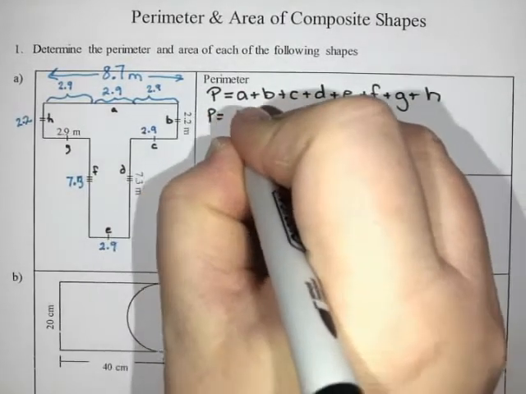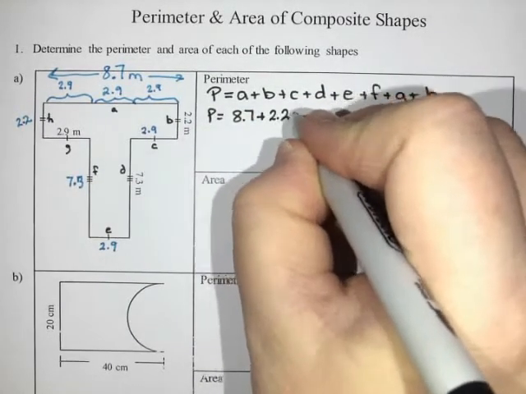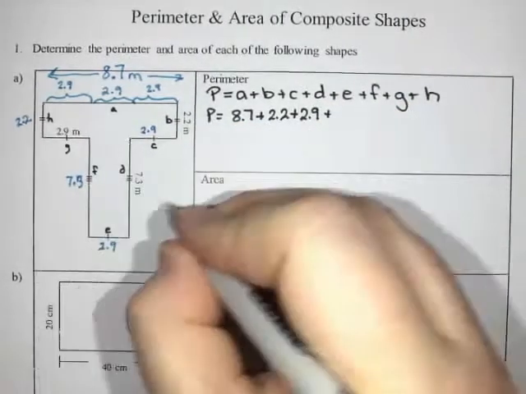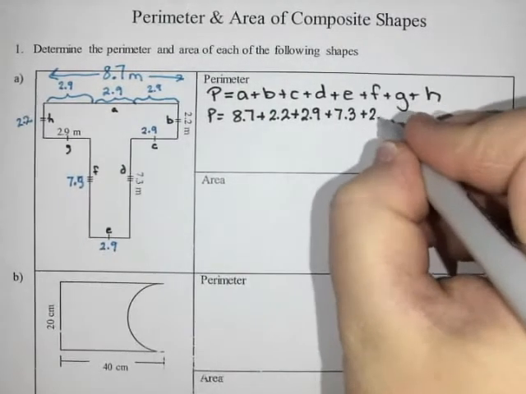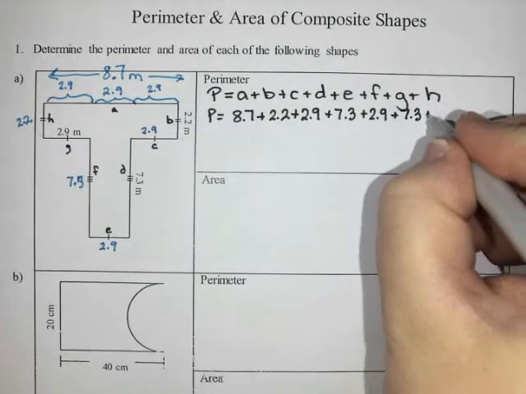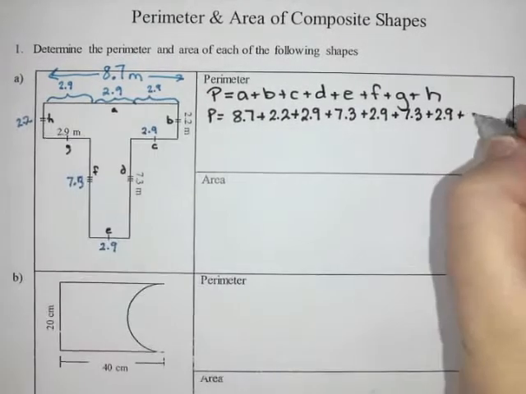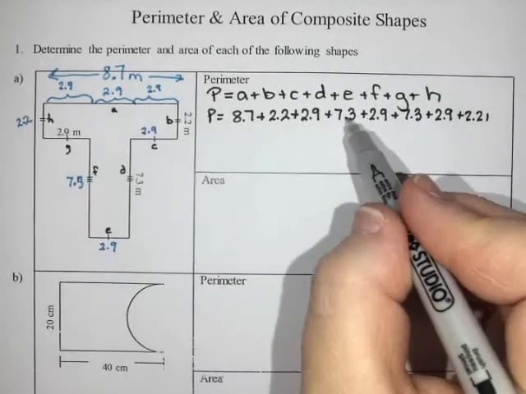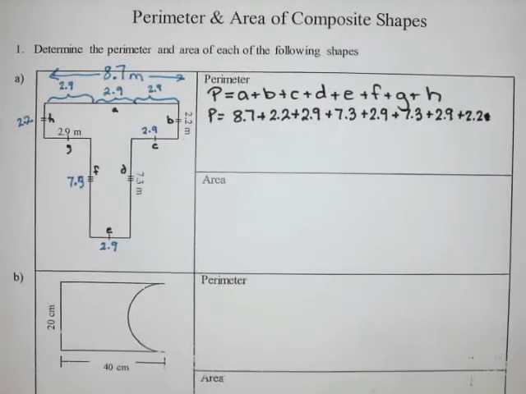So my perimeter is 8.7 plus 2.2 plus 2.9 plus 7.3 plus 2.9 plus 7.3 plus 2.9 plus 2.2, and I think that's it. There's 1, 2, 3, 4, 5, 6, 7, 8. There are 8 sides. They're all accounted for.